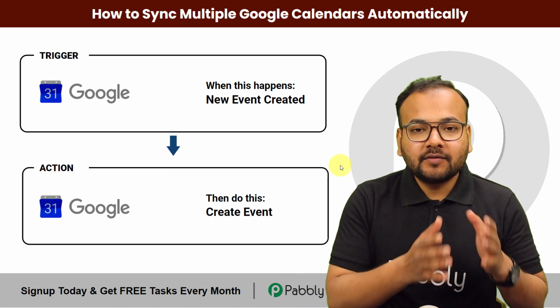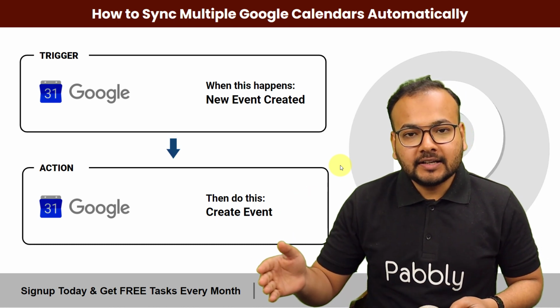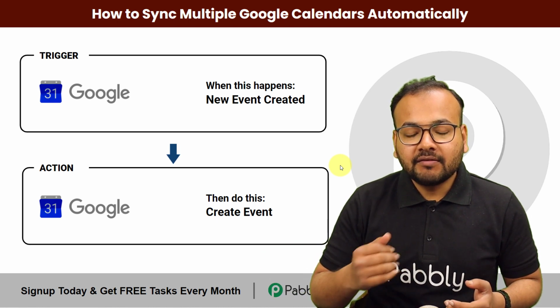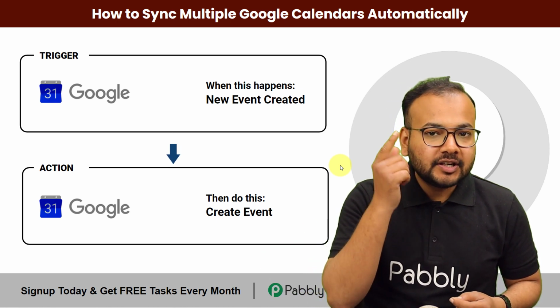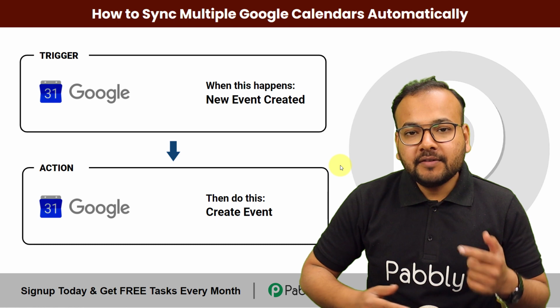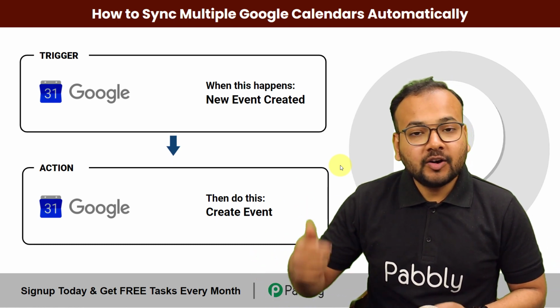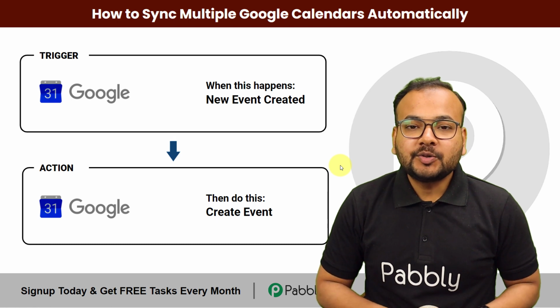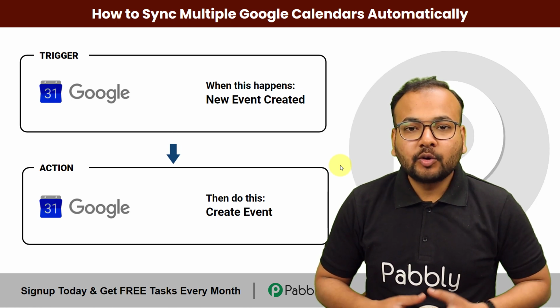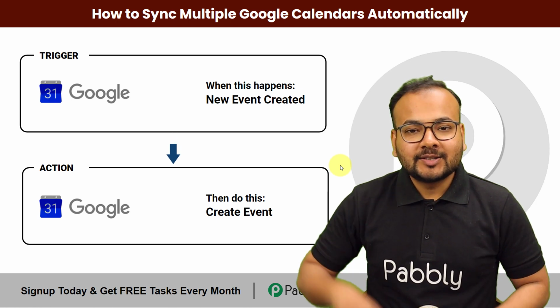Here we are going to connect one Google Calendar with another Google Calendar in such a way that whenever you add an event in one calendar, the same event will be created in a different calendar automatically on the same date. And we are going to set up this automation with just a few clicks without any coding. So let's begin.